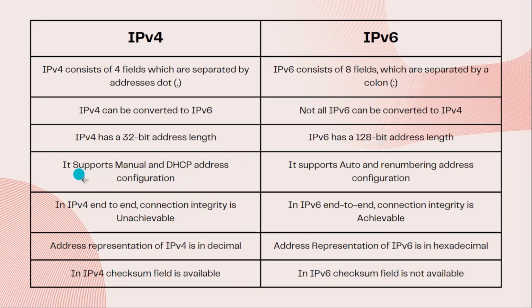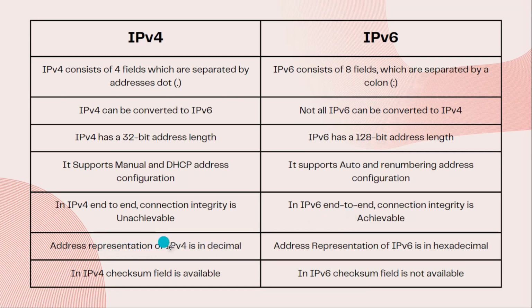Also IPv4 supports manual and DHCP address configuration, but IPv6 supports auto-renumbering address configuration, not manual configuration. In IPv4, end-to-end connection integrity is unachievable, but in IPv6, end-to-end connection integrity is achievable, right?